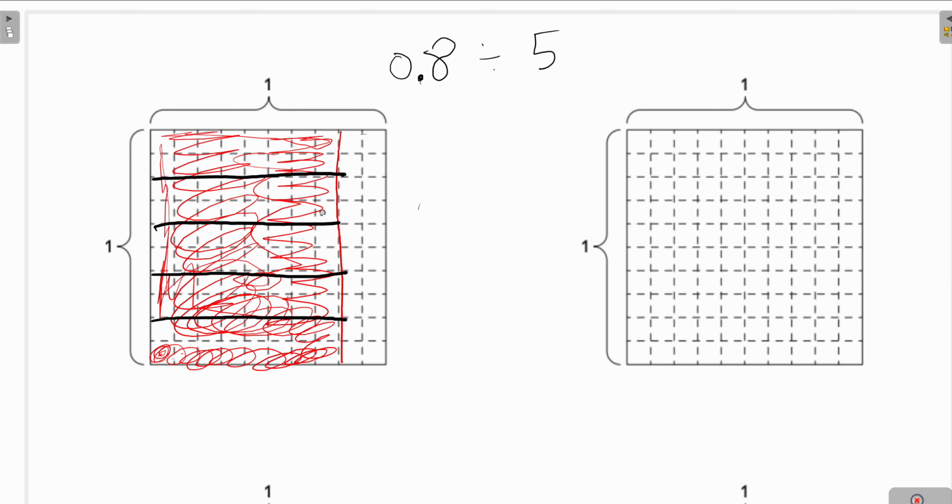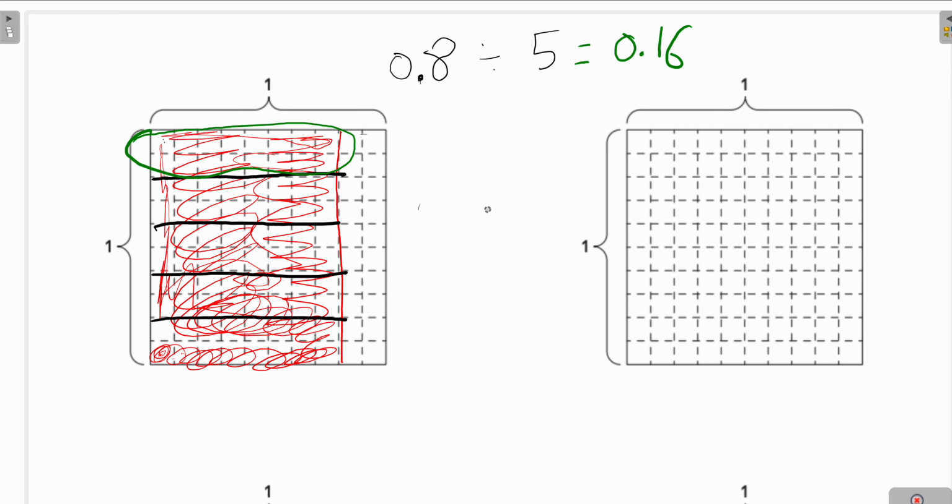And now let me see how much I have per group. Okay. So here I have, right? I'm just going to count everything I have here. So you count by twos, by ones. So here I have 2, 4, 6, 8, 10, 12, 14, 16. So each group, let me just point out to the group. So this is a group, right? So each group has exactly 16 hundredths. So that means that 8/10 divided by 5 is going to be equal to 16 hundredths.